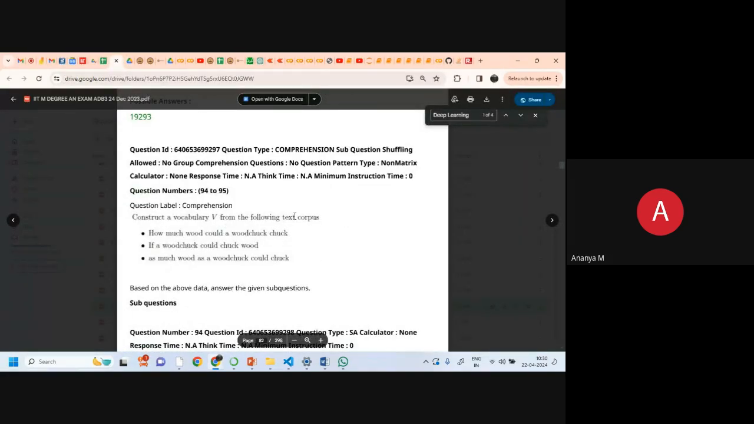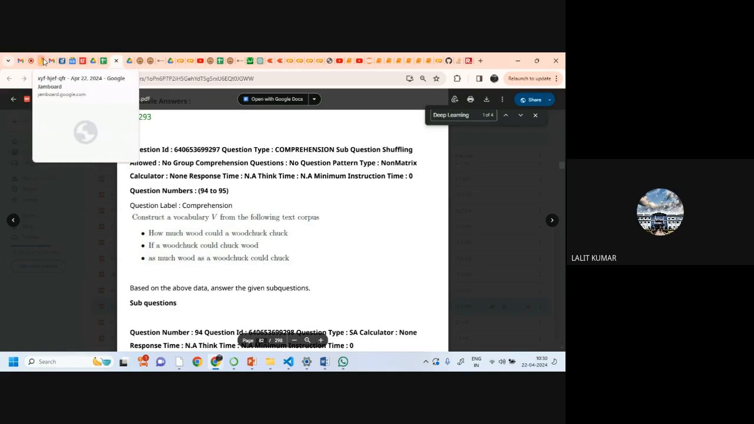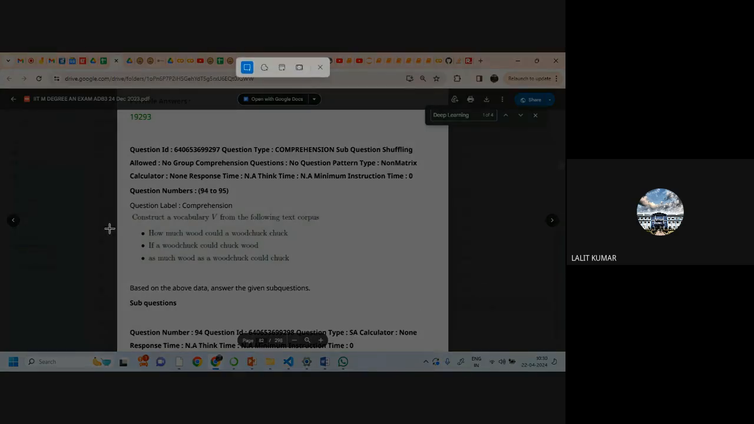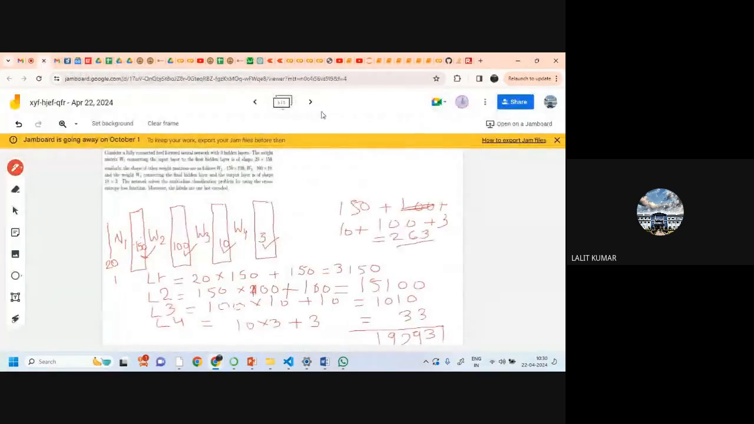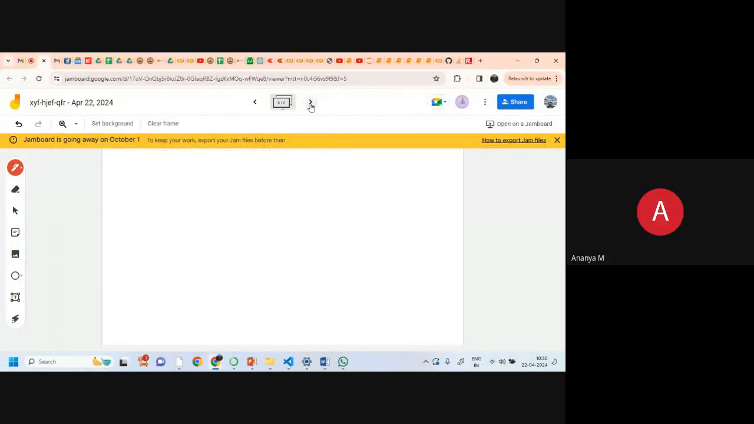Okay, so now this is the question. Construct a vocabulary V from the following text corpus: How much wood could a woodchuck chuck if a woodchuck could chuck wood as much wood as a woodchuck could chuck? It's a tongue twister. So how do we do this? I think we take the number of unique words, right? Yeah.